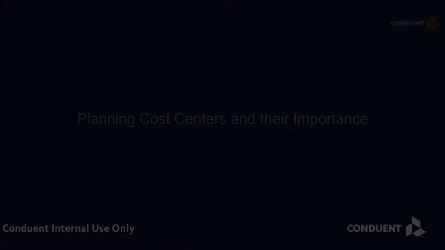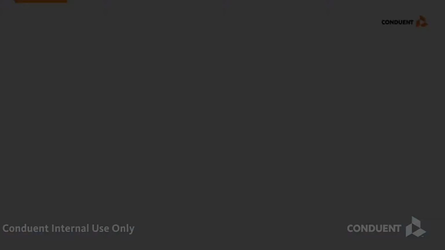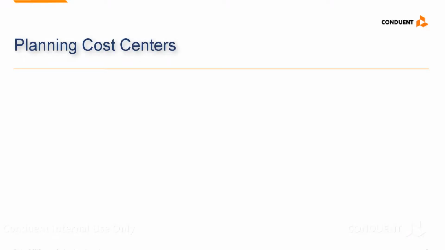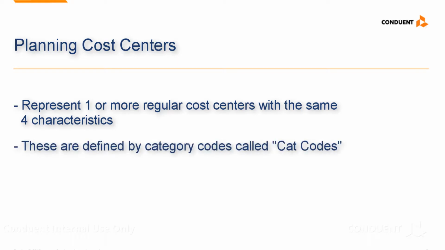On this lesson, we will explain what planning cost centers are and why they are important for our planning application. A planning cost center represents one or more regular cost centers with the same four characteristics. These characteristics are defined by category codes, also known as CAT codes.